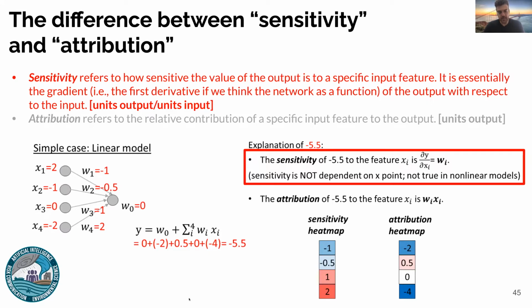From an attribution perspective, we would be looking at the contribution, that is the weight times the value of the input itself. So if we were to derive two different heat maps, one sensitivity heat map and one attribution heat map for this example, they would look like what you can see in the bottom right. And so you can very quickly see that these are different values. And so sensitivity and attribution are not the same conceptually, but also not the same numerically.